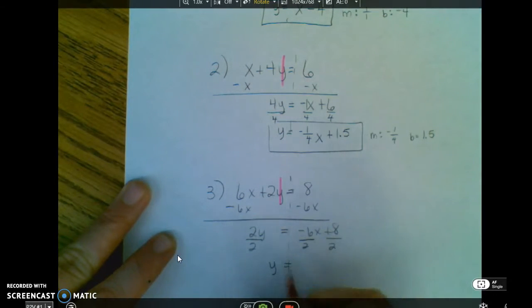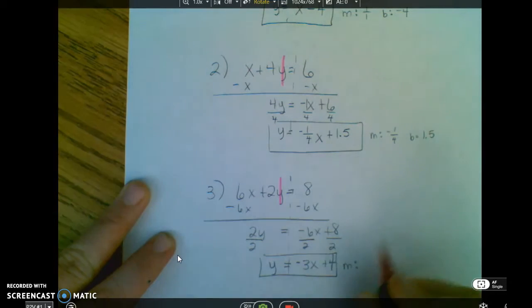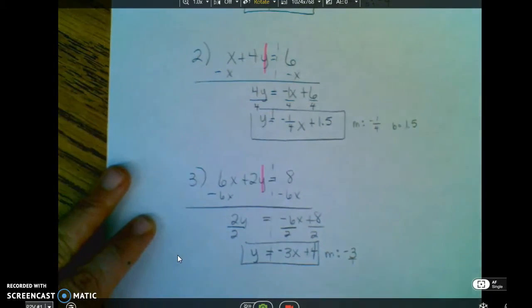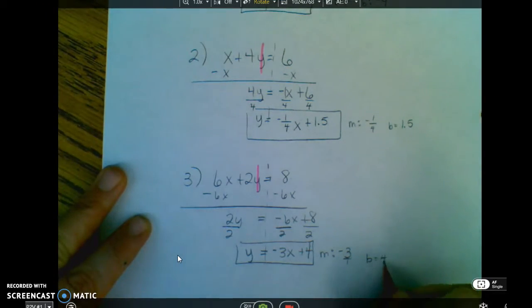And I have 1y. Negative divided by a positive is a negative. 6 divided by 2 is 3. And then I've got 8 divided by 2, which is 4. My slope here is negative 3. You can put it over 1 to have a rise and a run. My y-intercept is positive 4.